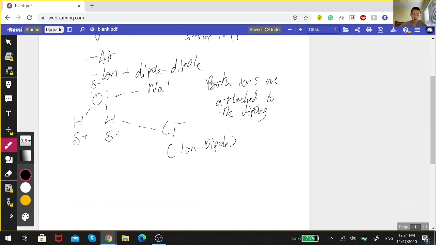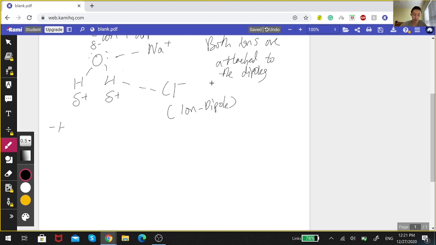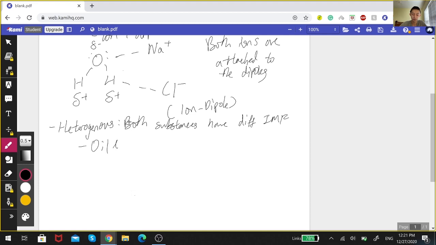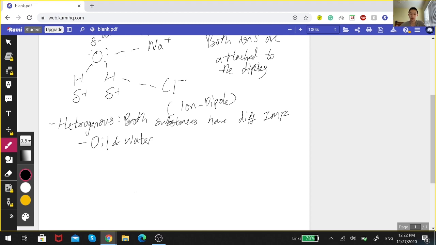And our second type is heterogeneous. And this is just the opposite. Both substances have different intermolecular forces. And for example, we have oil and water. One is polar, one is nonpolar, and they have different intermolecular forces, which is why it's heterogeneous.